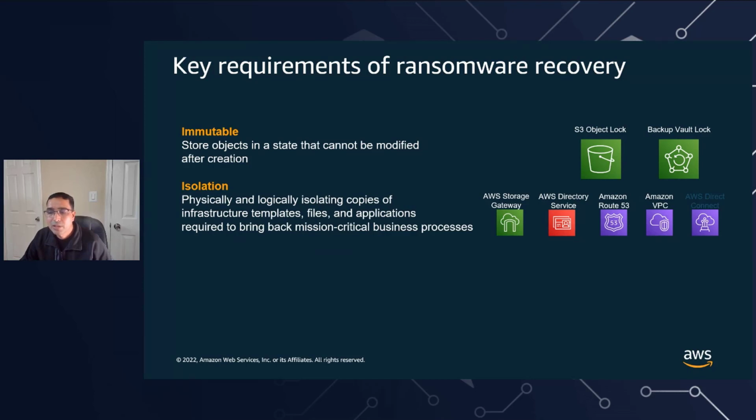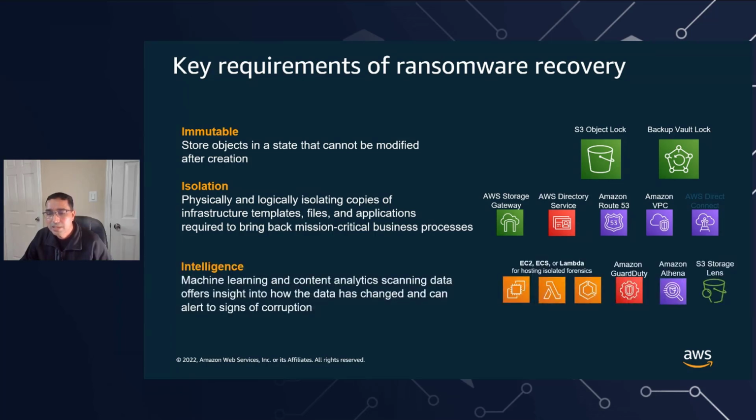Physically and logically, the copies of data need to be isolated. And for this, we have several services such as storage gateways, AWS directory services, Route 53 that will help in this regard. Lastly, we need a lot of intelligence to scan the data and make sure that data has not been corrupted. We have several machine learning and AI-based architecture and algorithms that can analyze this data and conduct forensics for you. Services such as GuardDuty, Athena, and S3 Storage Lens help in this regard.